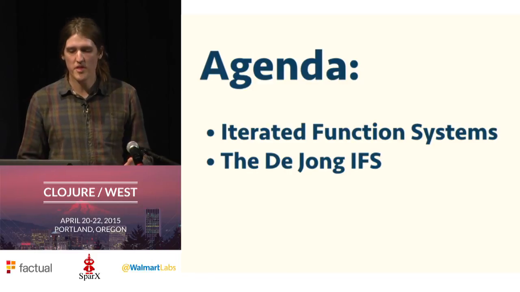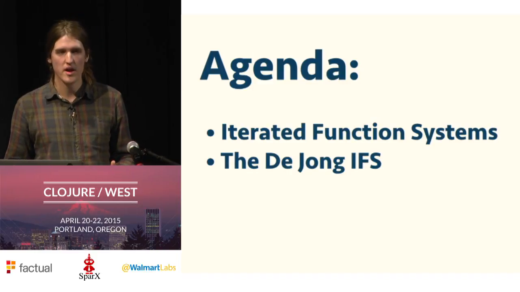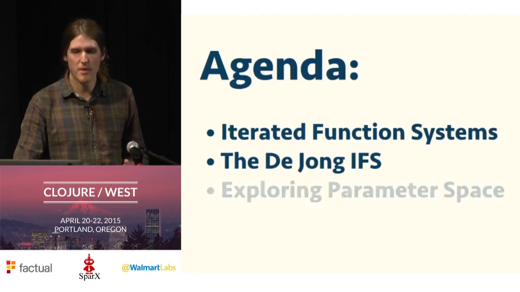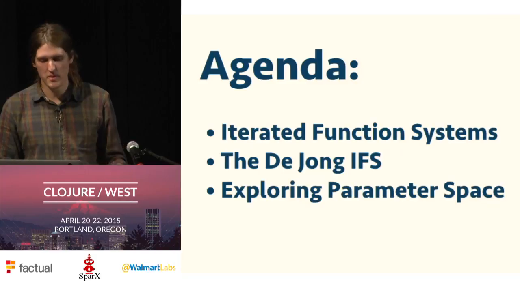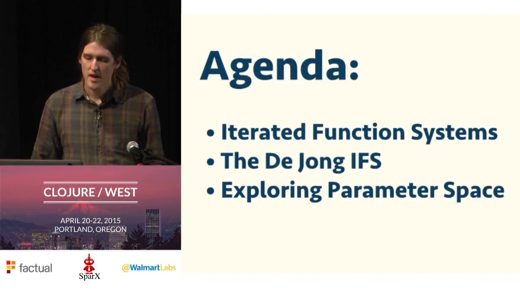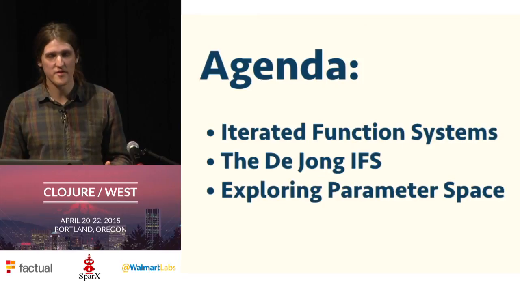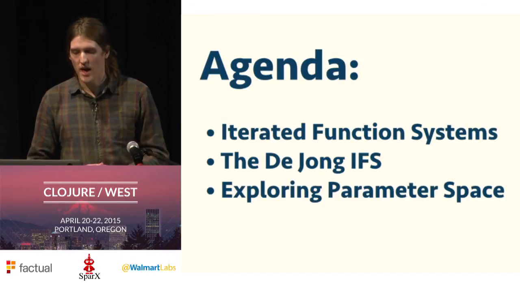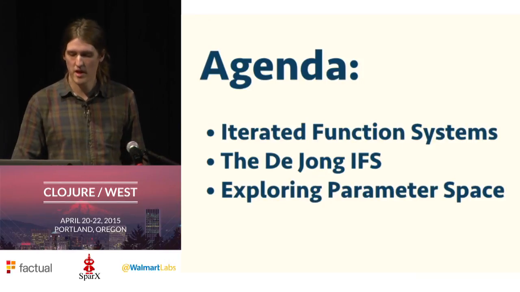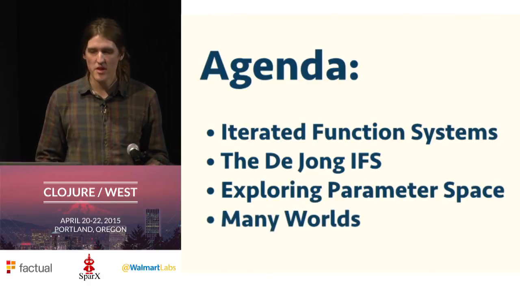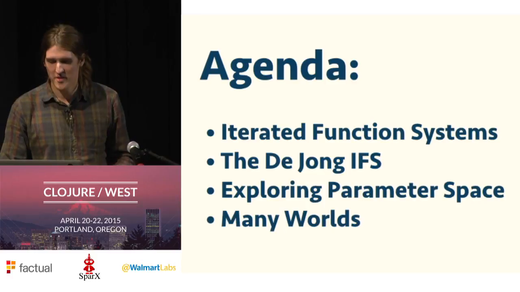Once you're familiar with how iterated function systems work, we'll start to play around with them by exploring their parameter space. And if you're not familiar with that term, I'll define what that means. I'll show you some problems that arise when we explore the de Jong IFS's parameter space in particular, and I'll present a tool that I wrote to help with this problem, the Many Worlds library. So I don't have much time, so let's get right to it.